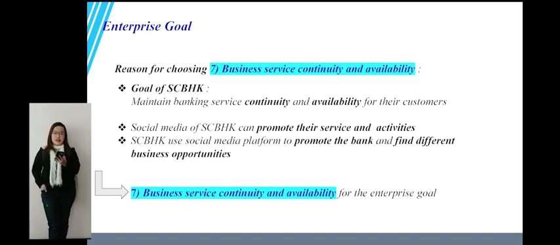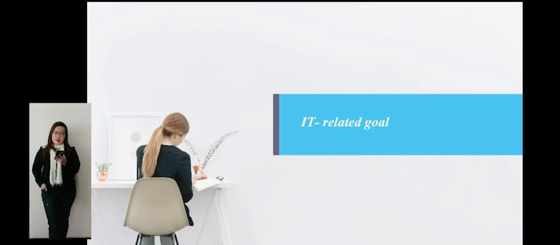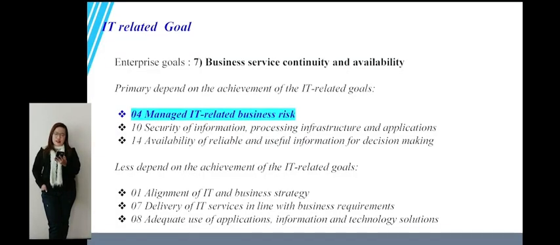Later, we also did another mapping. We found 3 goals that primarily depend on the achievement of IT-related goals. They are number 4, manage IT-related business risk; number 10, security of information processing infrastructure and applications; and number 14, availability of reliable and useful information for decision making.